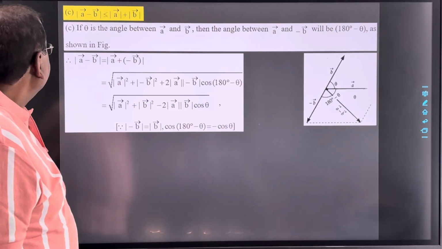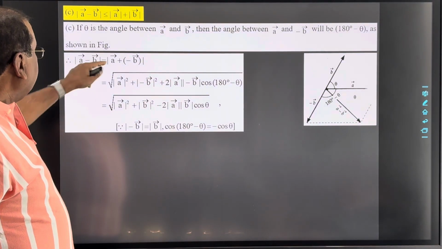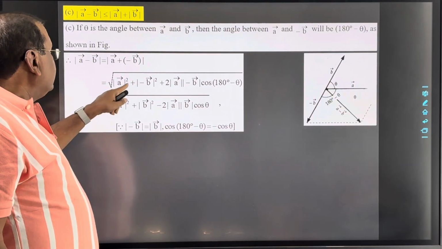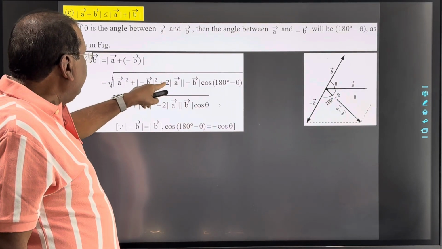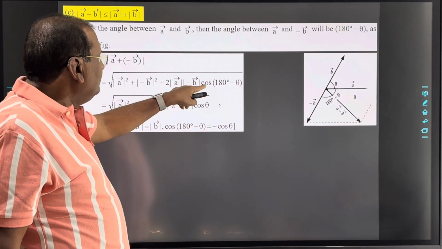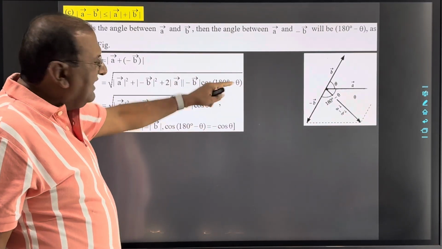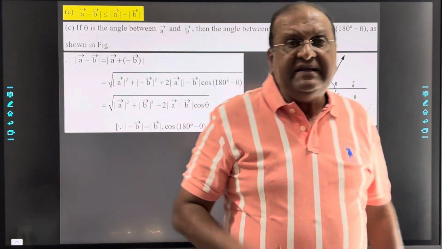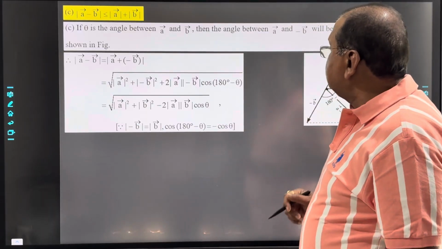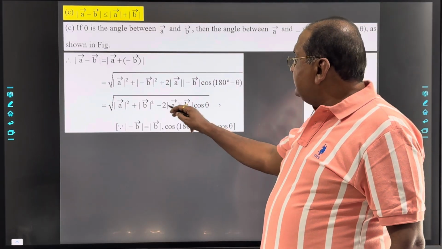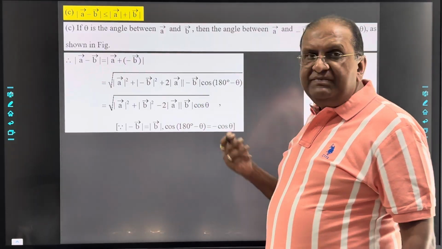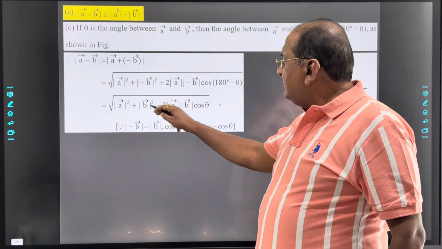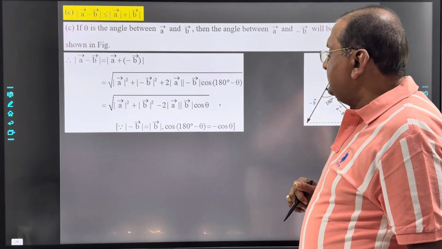So here we can write magnitude a minus b, that is a plus (minus b). So that is under root a square plus magnitude of minus b square plus 2a magnitude of minus b cos of the angle between a and minus b, that is 180 minus theta. But cos of 180 minus theta is minus cos theta, and the magnitude of minus b is b. So we can write that this is equal to under root a square plus b square minus 2ab cos theta.